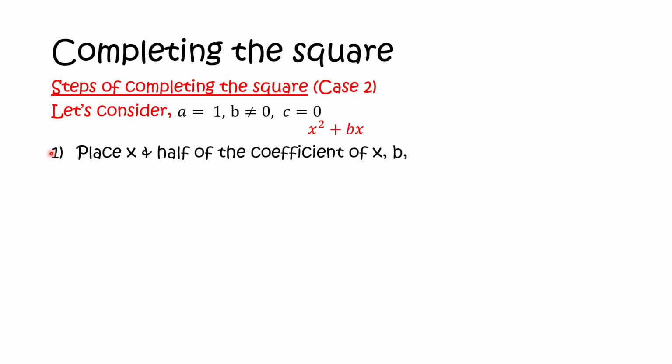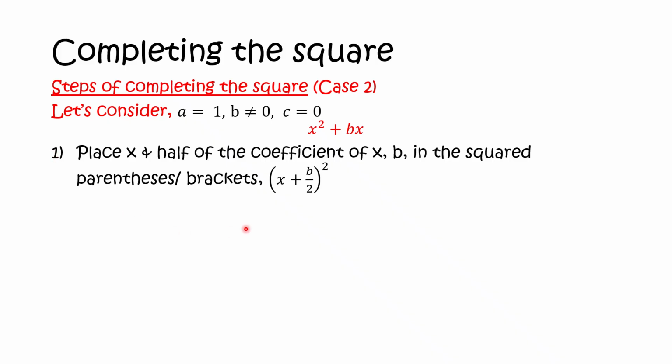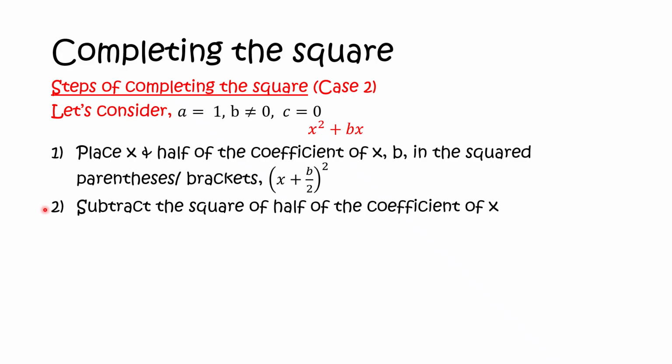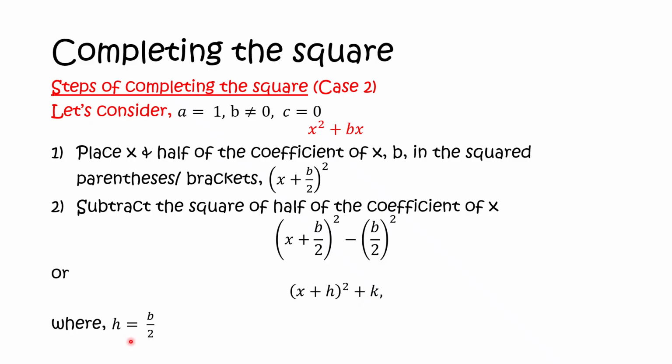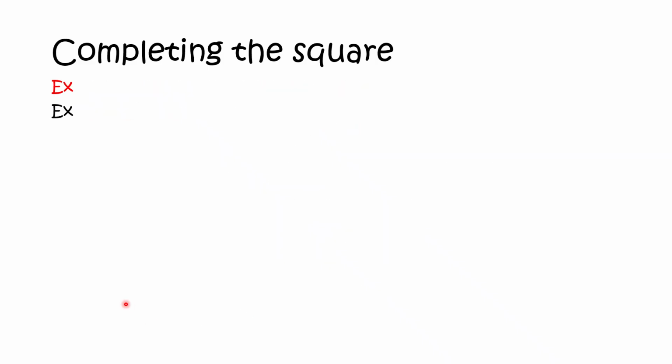Dealing with this, we'll do the same thing. Place x and half of the coefficient of x, b, in the squared brackets or parentheses. In the second step, we subtract the square of half of the coefficient of x, so that we have (x + b/2)² - (b/2)². Remember, we always subtract that. Or in simple terms, we would simply have (x + h)² + k. This time around, h is b/2 and k is -(b/2)².